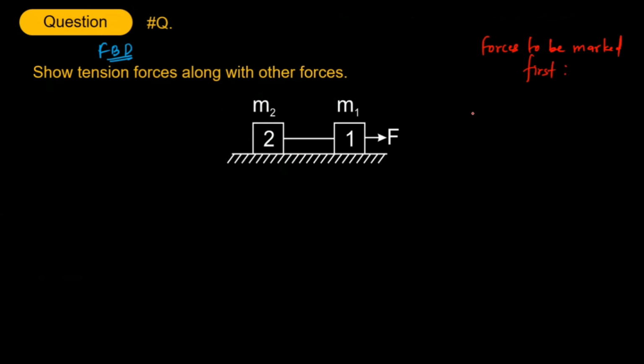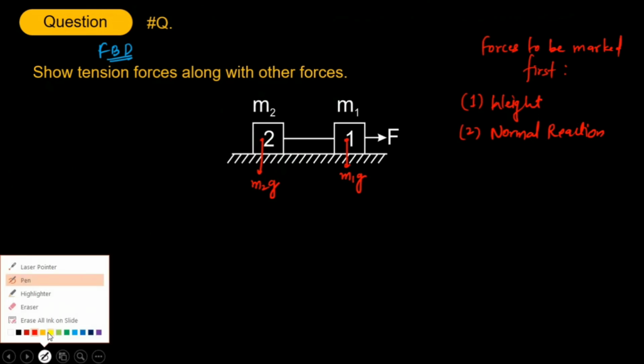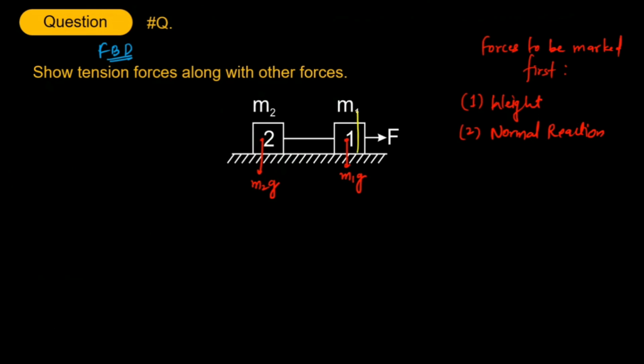I mean, actually, the tension force. The first force you have to mention is always weight. So weight is acting in the downward direction for M1, and for this it is acting in the downward direction, M2 too. The second force you have to mention is normal. So normal reaction will be acting from both the surfaces, like from both the objects. For the first it is going to be N1, for the second it is going to be N2, like that.